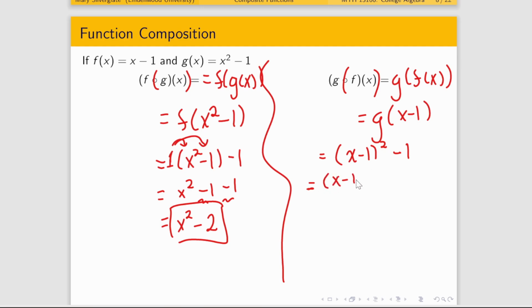So I like to remind myself that x minus 1 squared really means I have an x minus 1 times another x minus 1. I'm going to just drop down the other minus 1. Then I'm going to go ahead and distribute this out. So I have an x times x, that gets me x squared. x times negative 1 gets me negative x. Negative 1 times x gets me negative x. Negative 1 times negative 1 gets me positive 1.